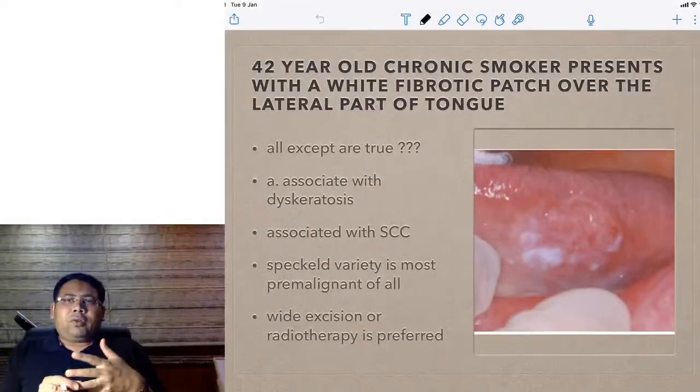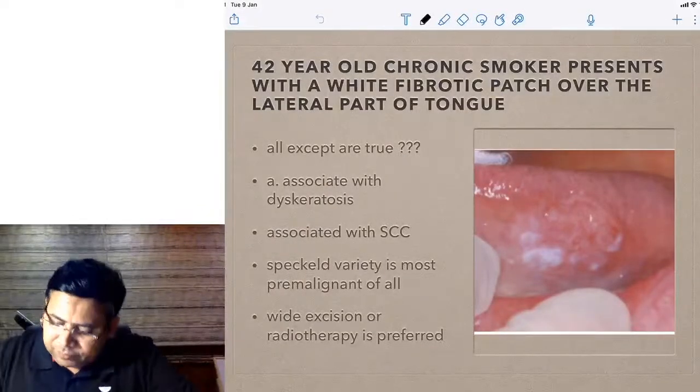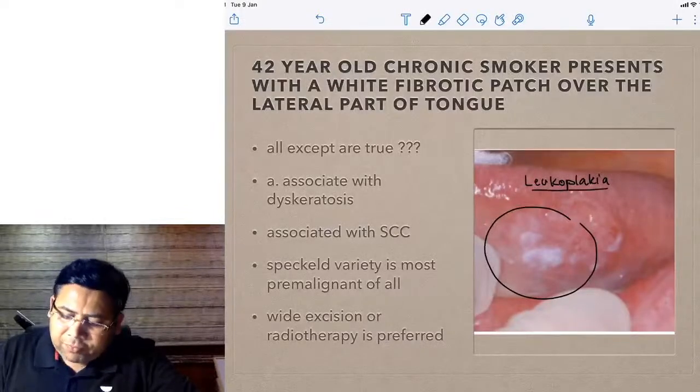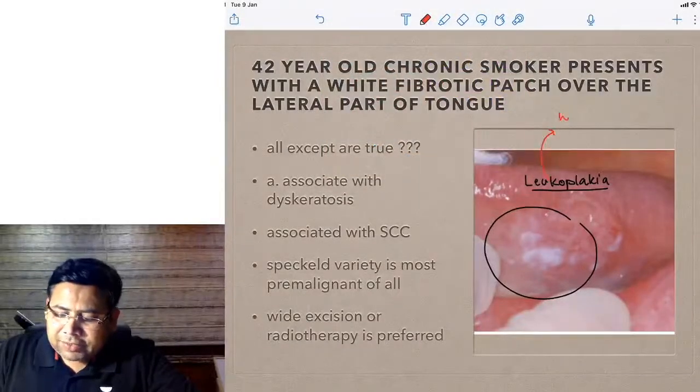A 42-year-old chronic smoker presents with a white fibrotic patch over the lateral part of the tongue. I hope the knots part is clear. What is this? This is leukoplakia. So point number 1: if we talk about leukoplakia, it's a white fibrotic patch. Everyone knows that it's a white fibrotic patch.